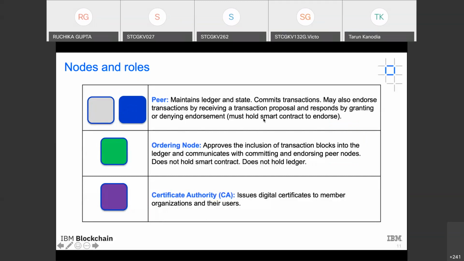So as I was saying, we have a key entity in a blockchain network, which is called the node, which is the most important part. This is the place where your ledger is going to be, where your smart contract would be. And then these node or peer, I will be using the word node or peer interchangeably. So they have different roles.